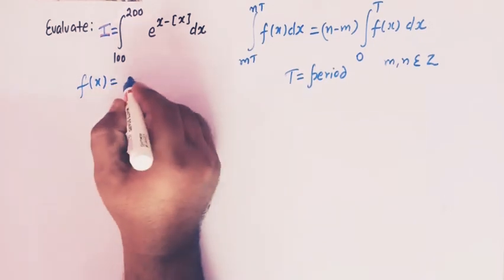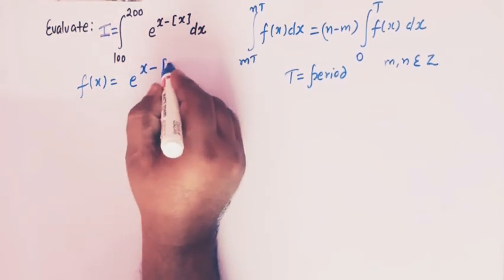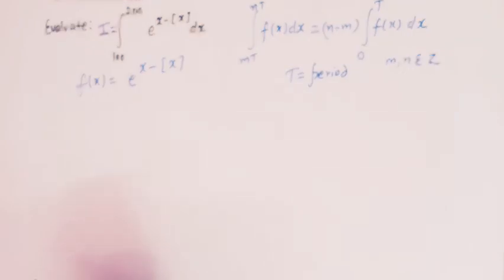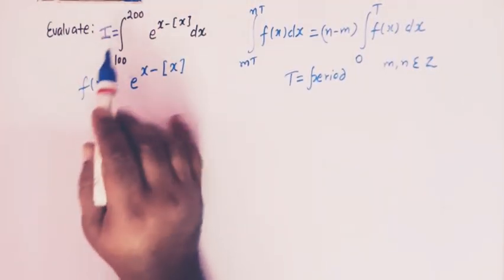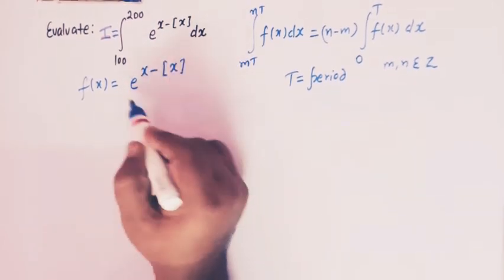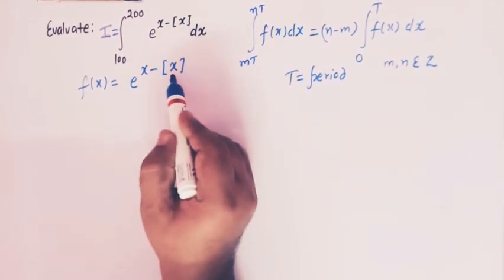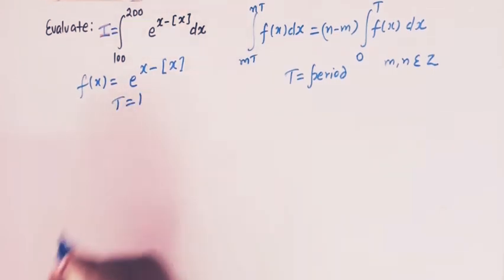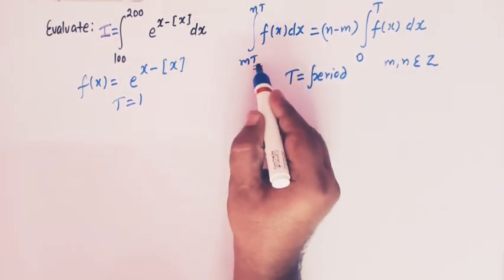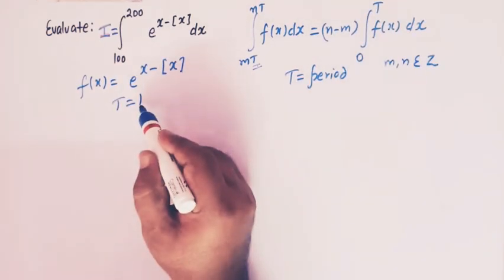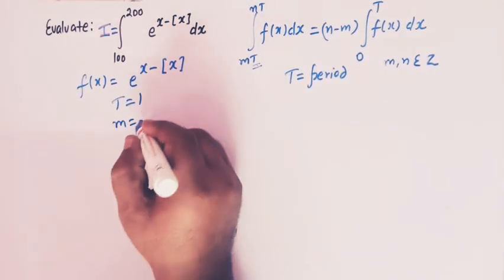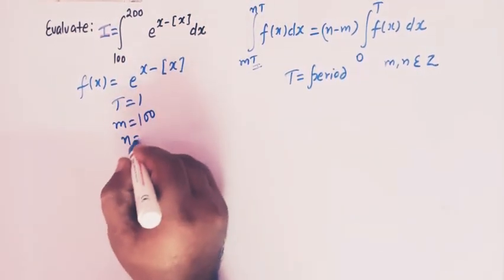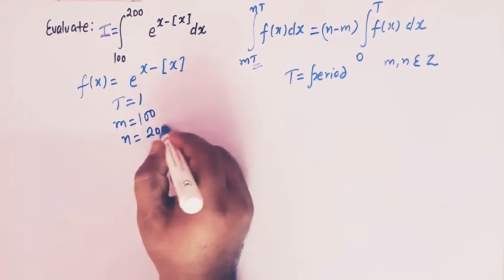The given function is e raised to x minus greatest integer x, and in our earlier video we have proved that the period of this function e raised to x minus greatest integer x is 1. So the value of t, which is the period, is equal to 1, and m and n are integers. Here the value of m is 100 and the value of n is 200.